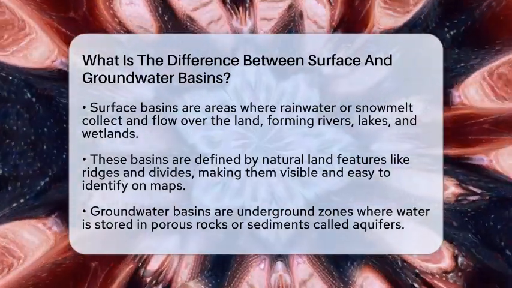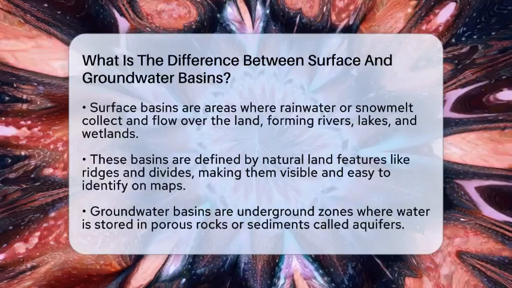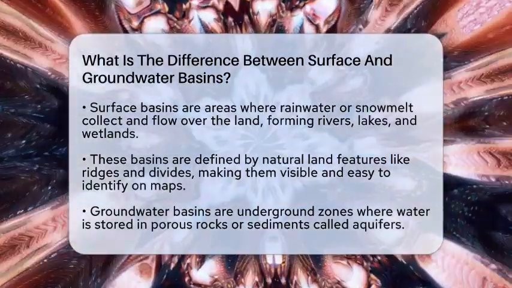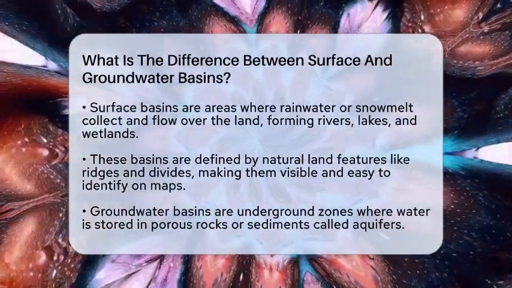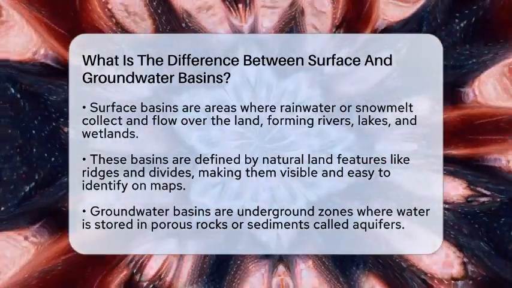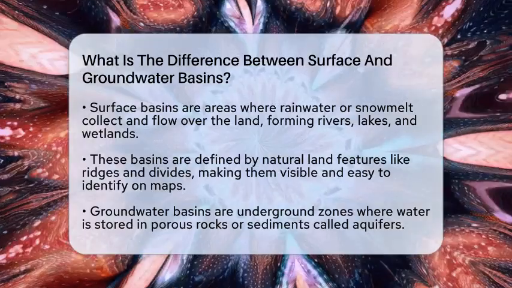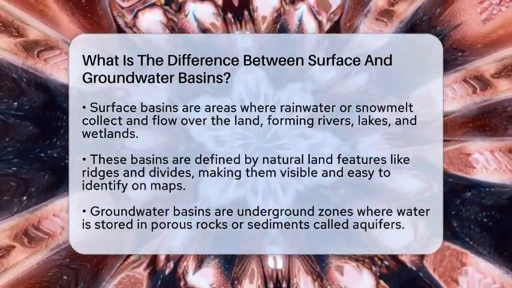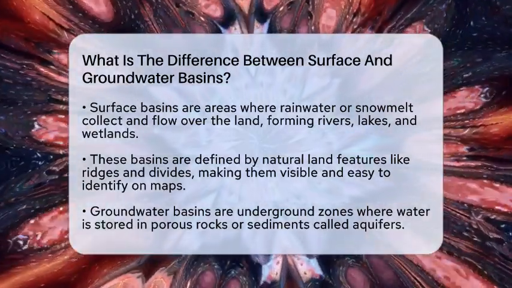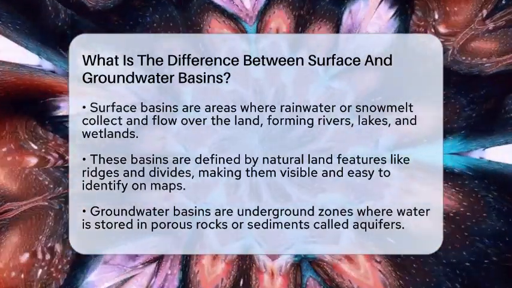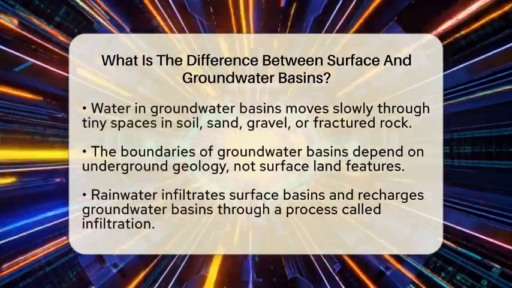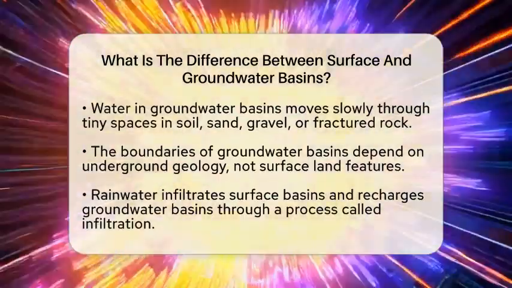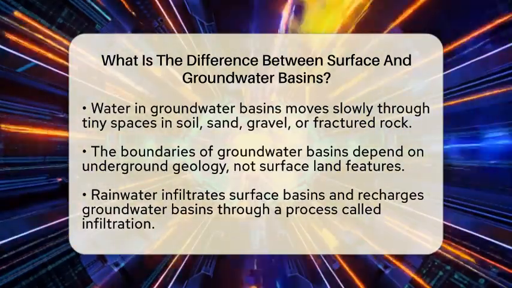First, let's talk about surface basins. These are areas where rainwater or snowmelt collects and flows over the land. Think of the land as a giant funnel that directs water into rivers, lakes, and wetlands. These basins are defined by natural features like ridges and divides that shape how water moves. When you see a watershed or drainage basin on a map, you're looking at a surface basin. They are visible and easy to identify because they follow the land's shape.